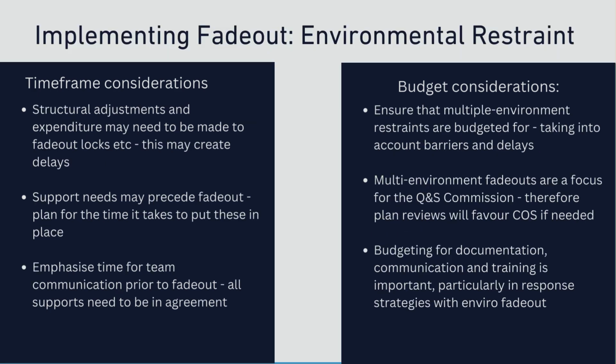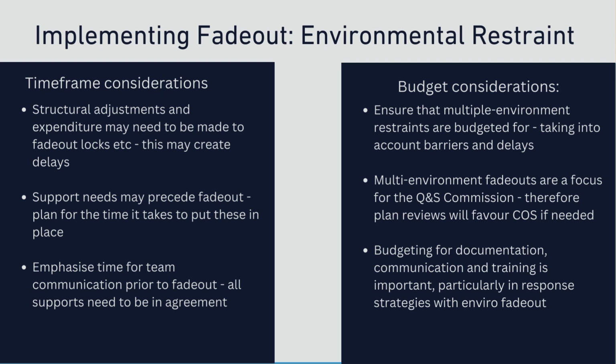Moving now to environmental restraint. It's important to think about the fact that when we have environmental restraints, we have structural adjustments, we have expenditure that can occur as part of that process. May need to fade out locks. We may need to change accessibility to particular parts of the house or the property. So these can actually create delays while we wait for those adjustments to be applied.